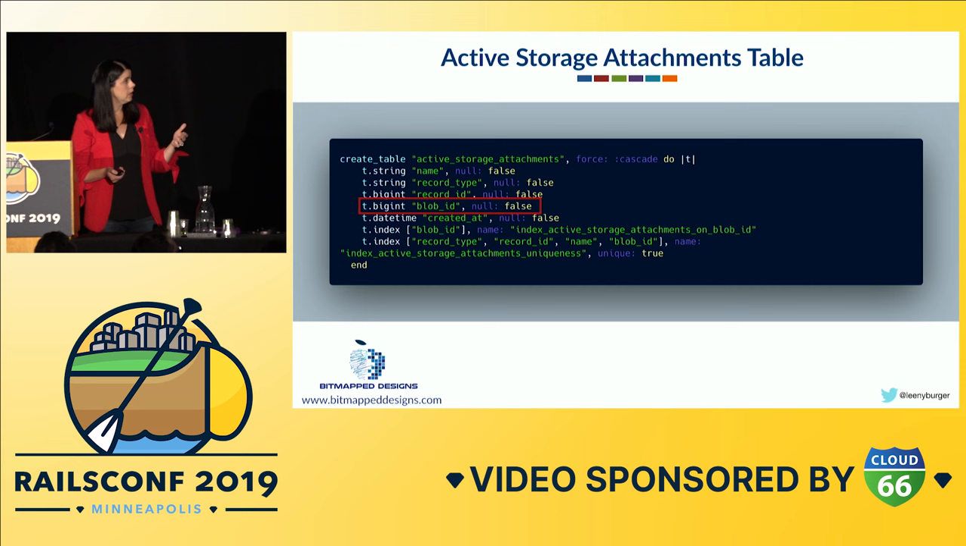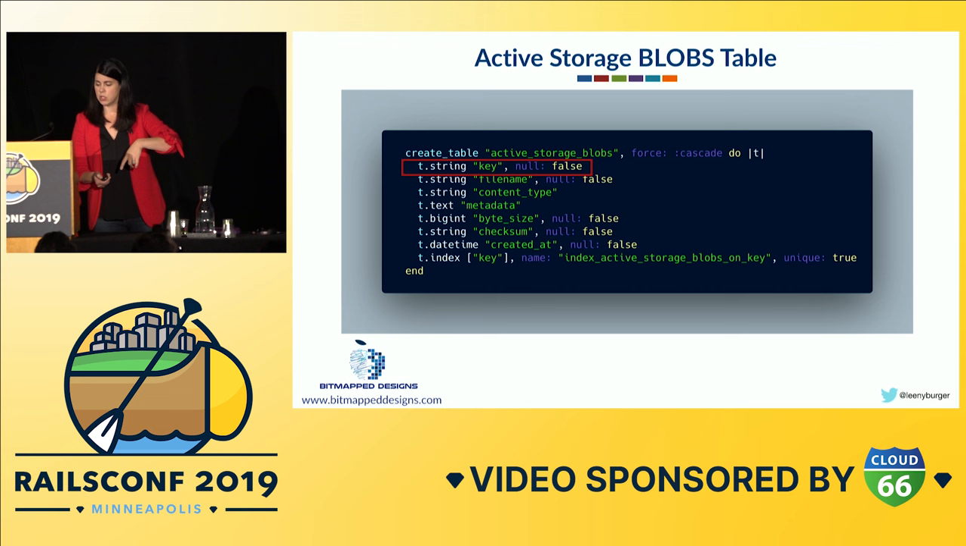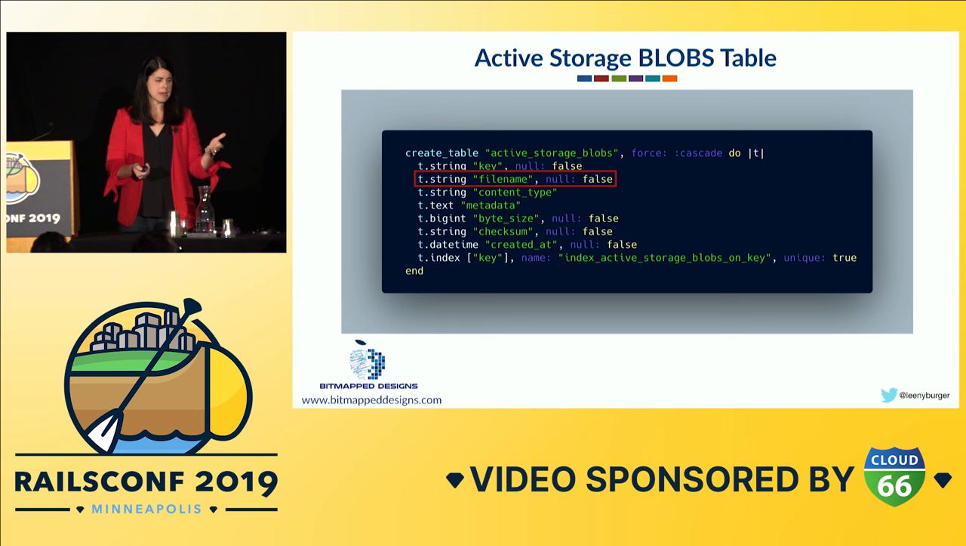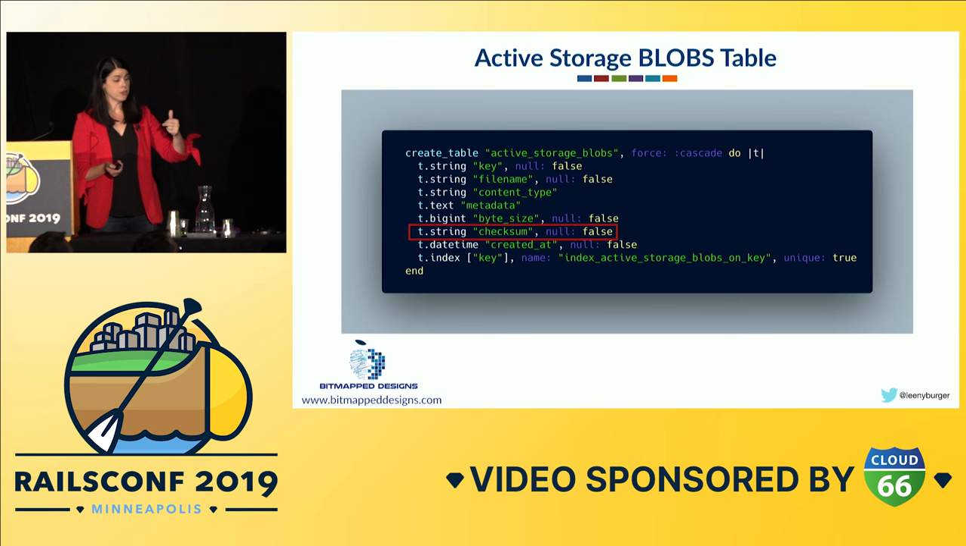Now table two is the blob table. If we look at the blobs table, the key is the location of your current file in Amazon S3 storage, and then you have your file name, your content type, byte size, I don't know why I skipped that one, and your checksum.